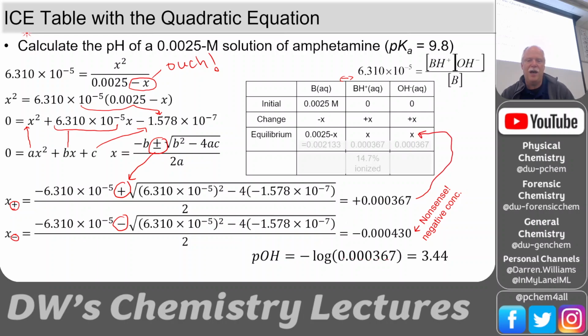So we could take the minus log of that and get the pOH at 3.44. And then subtract that from 14 to get the pH. And here's the answer to our problem, 10.56.